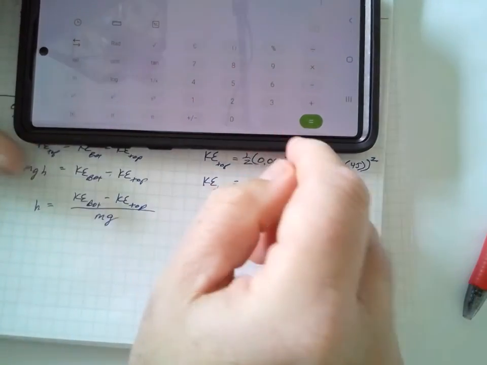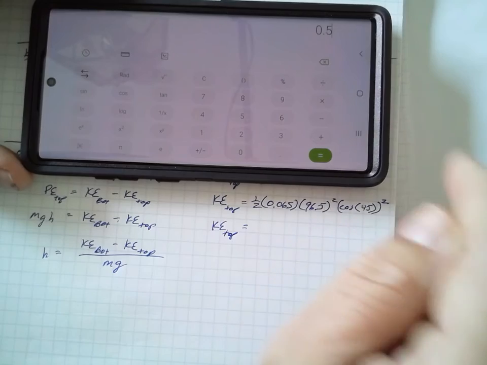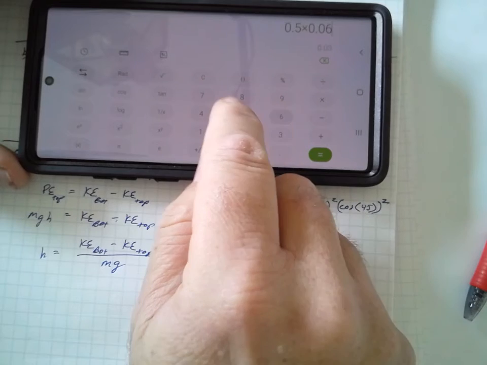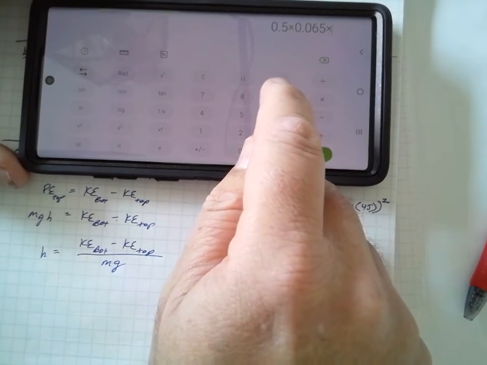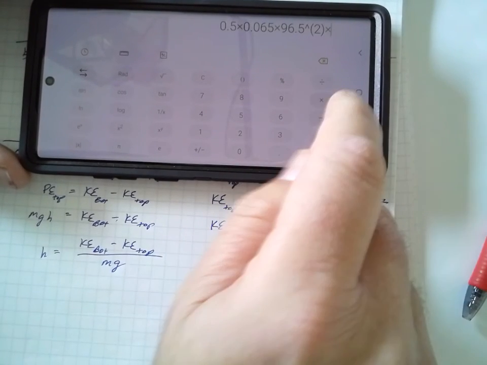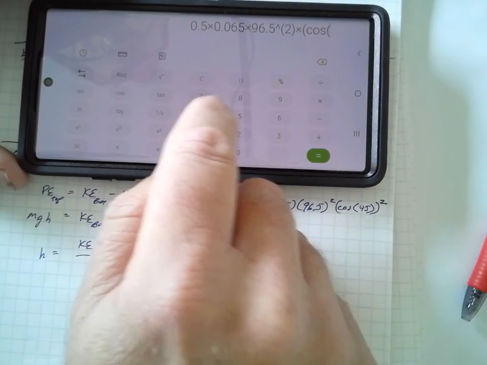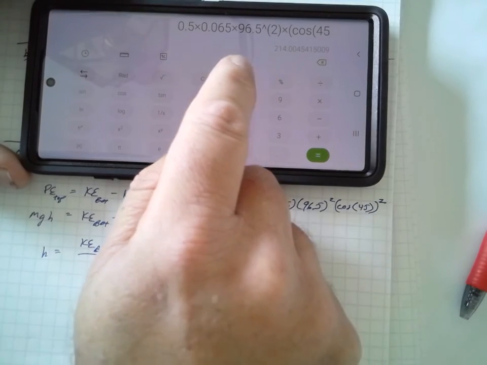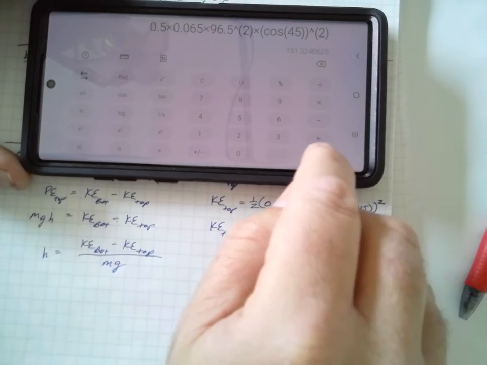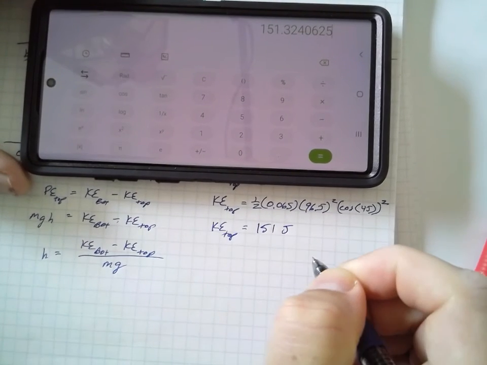So I'm going to go 0.5 times 0.065 times 96.5 quantity squared times, now I got to use parentheses, cosine of 45, close my parentheses, and I got to close it one more time because I need to square this entire thing, equals. So that's going to be 151 joules.